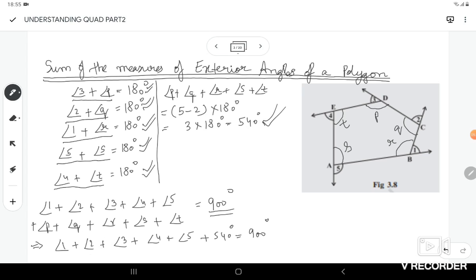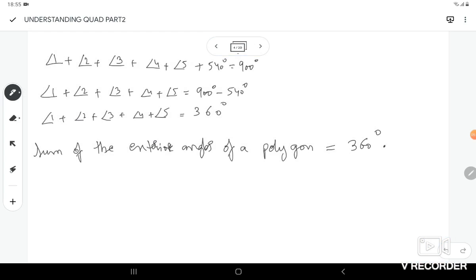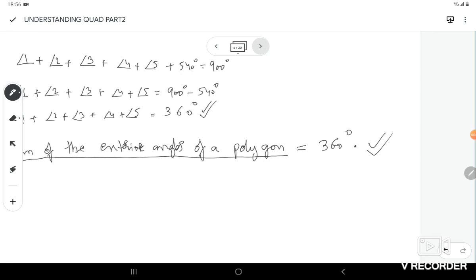So putting the value of angle P plus Q plus R plus S plus T equal to 540 degree in the equation, we get angle 1 plus angle 2 plus angle 3 plus angle 4 plus angle 5 equal to 360 degree. So we can clearly see that the sum of the exterior angles of a polygon is always equal to 360 degree.